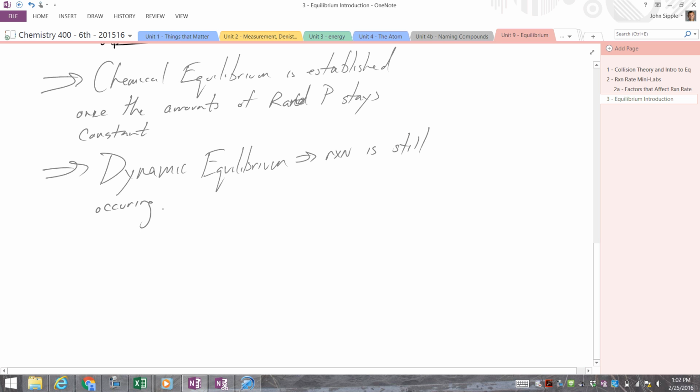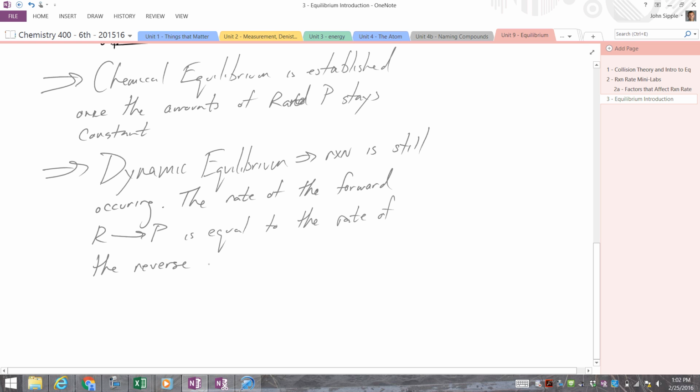Okay, the reaction is still occurring. It's just that the rate of the forward reaction, when we say the rate of the forward reaction, we're talking about reactants going to products, is equal to the rate of the reverse reaction. I'm still going to write reactants and products at the same time, but notice the arrow. The rates of the forward and reverse reactions are equal to one another.